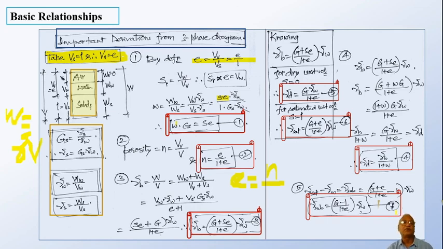That is the seventh relationship. So in this slide we have discussed unit weight of soil in different conditions, and one fundamental relation, S into e equal to w into G. So here we'll stop.